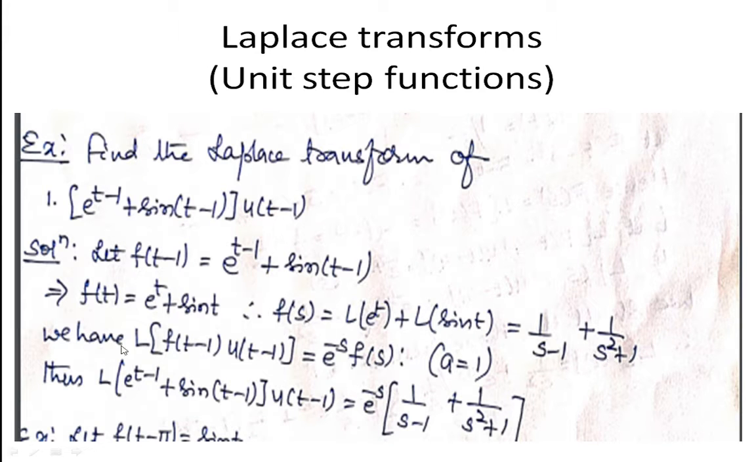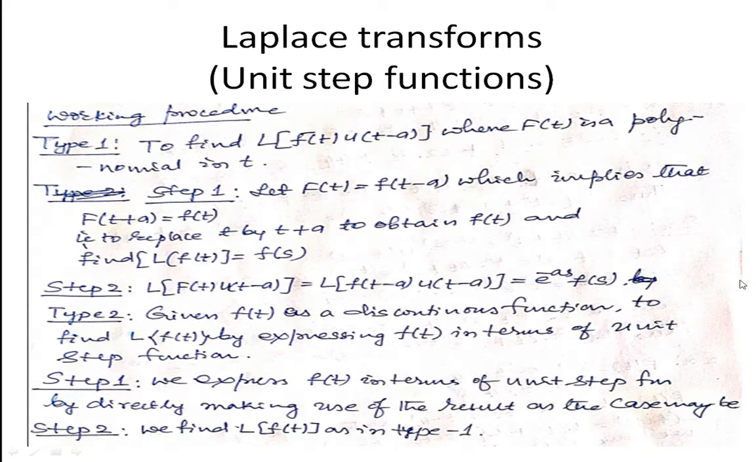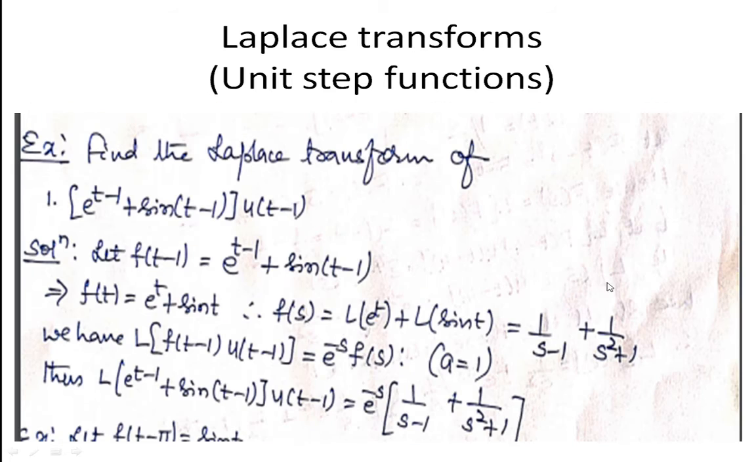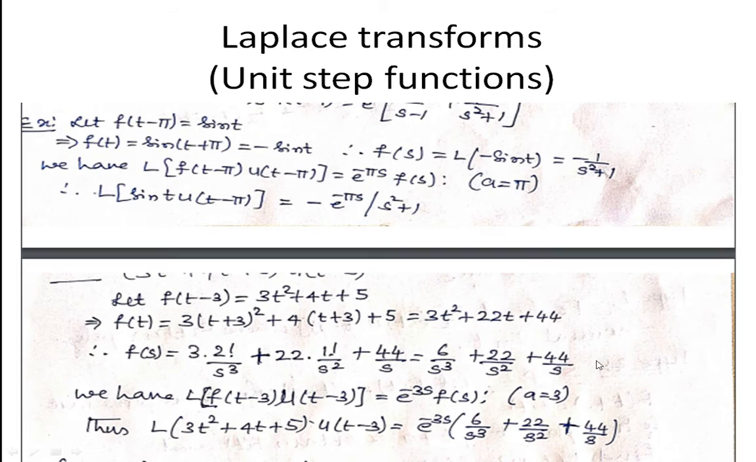You might have known. Therefore, L of f of t minus 1 into u of t minus 1 is equal to e to the power minus s into f of s. I am writing here separately a is equal to 1. Then the Laplace will be, what have we seen? We have seen e to the power minus a s into f of s. The same thing. a is equal to what? 1. Therefore, e to the power minus s into f of s. F of s means what? The Laplace of the given f of t. Okay. Next step. F of t minus pi is equal to sin t. Then f of t is equal to what?